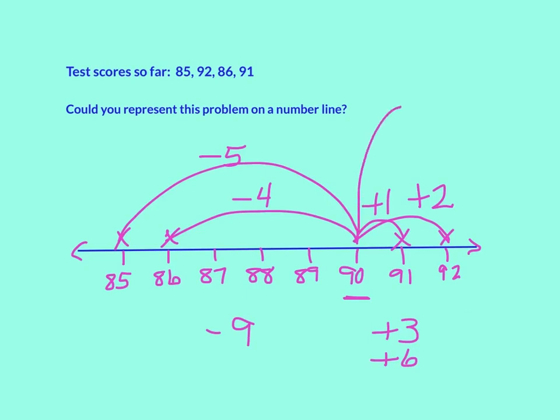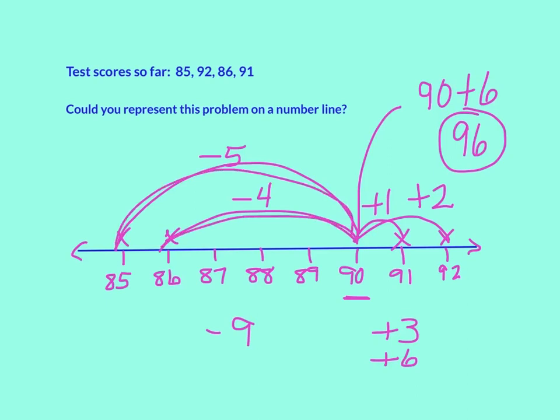So on our last test, we're going to need a 90 plus the 6 more. We need a 96 to end up with an average of 90. For those of you who play football, you can also think of this as downs in a play. Down 4 yards, down 5 yards, up 1 yard, up 2 yards, and you need another 6 to get back to your line of scrimmage.